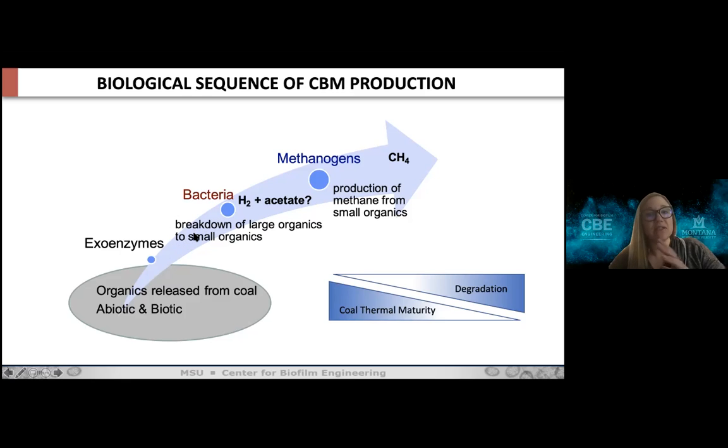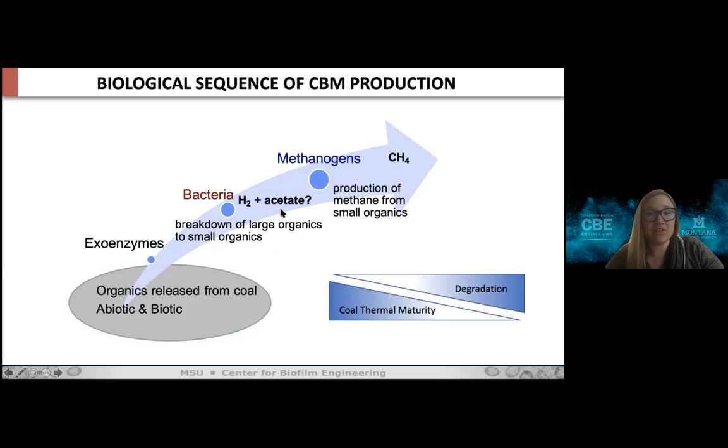So it'll break down these large organics into small organics, into the precursors that are needed for methanogenesis. So there's three types of methanogenesis. One of the precursors that could be generated, or is generated, is acetate. And then these methanogens use these precursors and they produce methane.